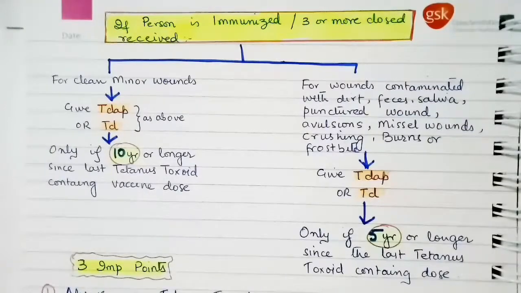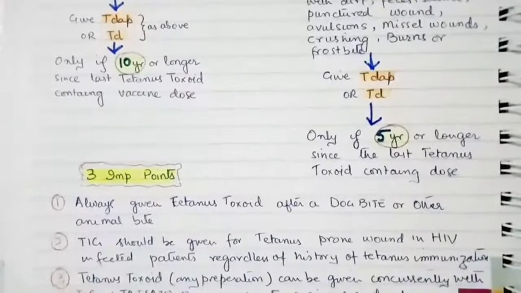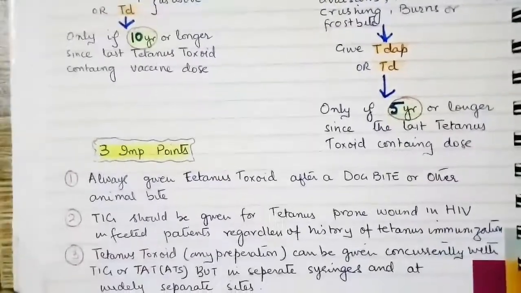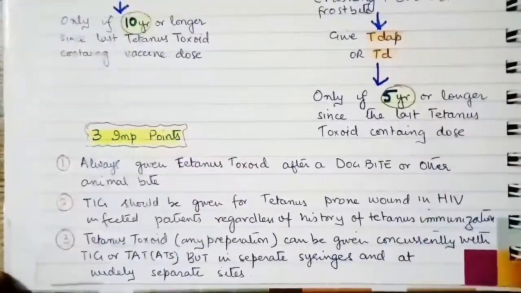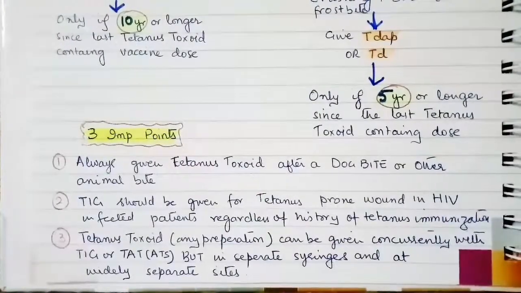3 important points to mention include: First, always give tetanus toxoid after a dog or other animal bite, whatever the immunization status or wound type. Second, tetanus immunoglobulin should always be given for a tetanus-prone wound in an HIV patient. Thirdly, tetanus toxoid can be given concurrently with tetanus immunoglobulin or anti-tetanus serum, but in separate syringes and at widely separate sites.